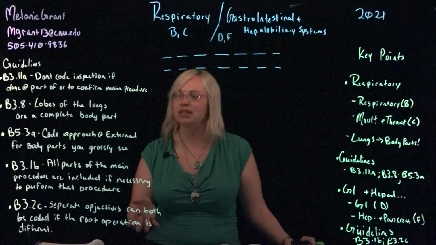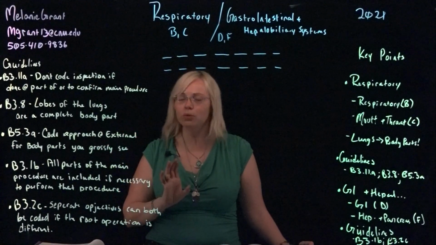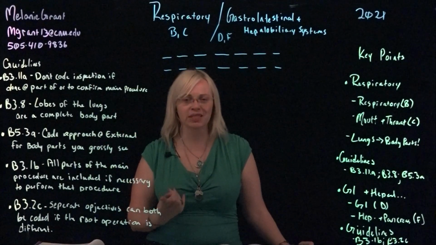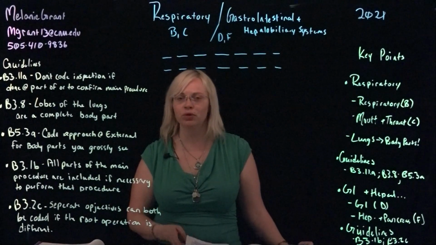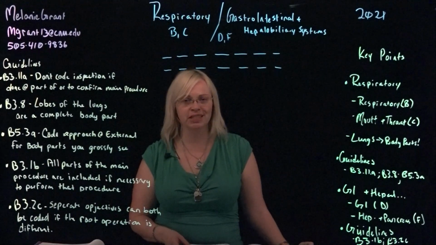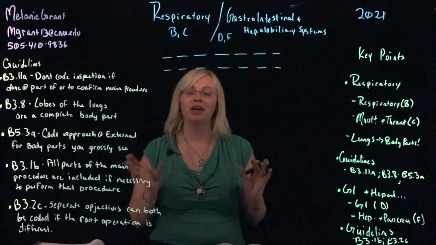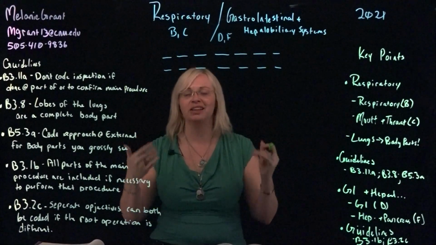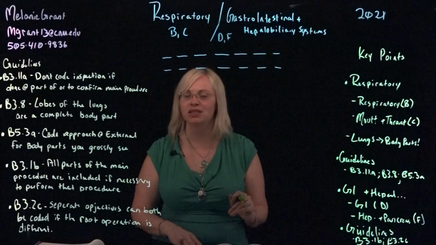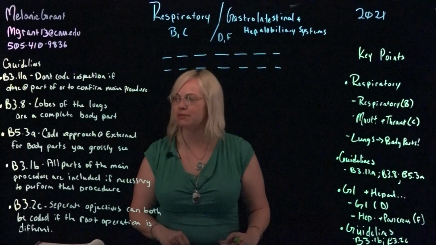And so for that reason, when you're looking at the different lobes, you want to make sure that you're coding for resection if an entire lobe is removed, as opposed to an excision of the lungs, because you want to identify that the lungs are not by themselves a body part, but a collection of many body parts according to PCS guidelines.